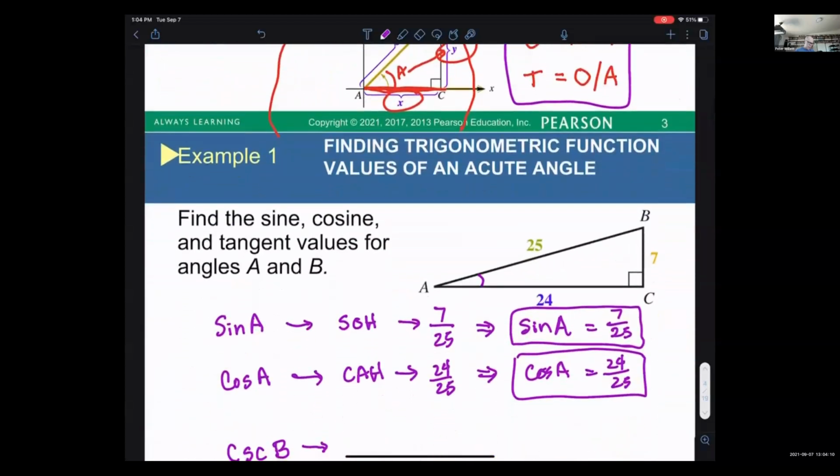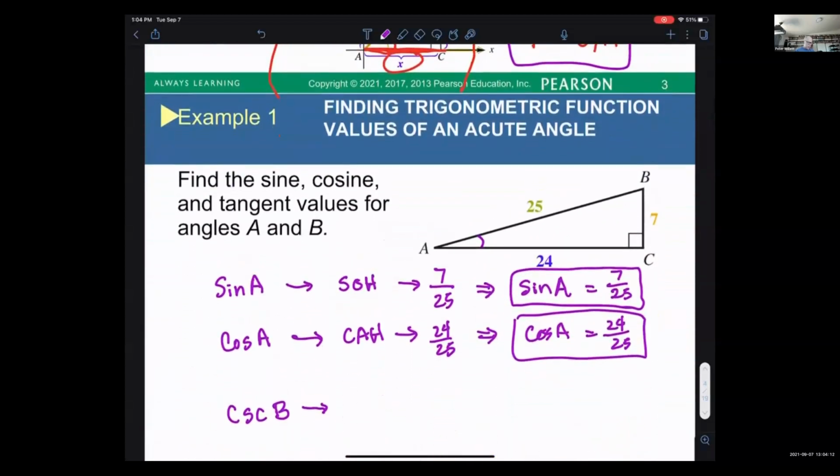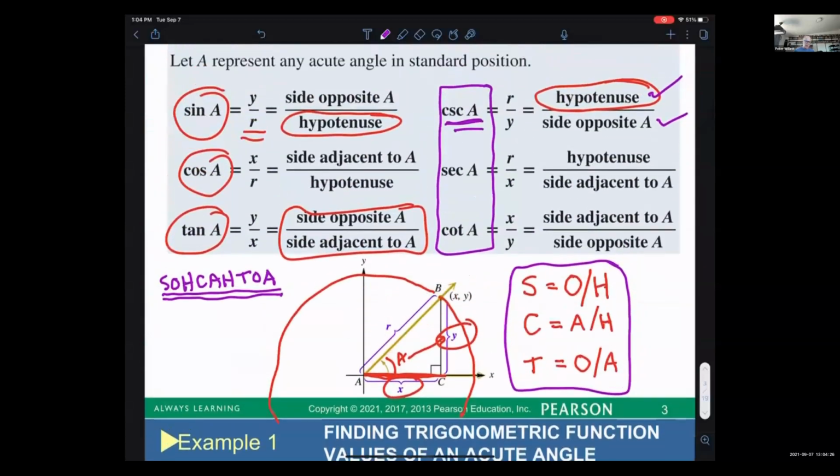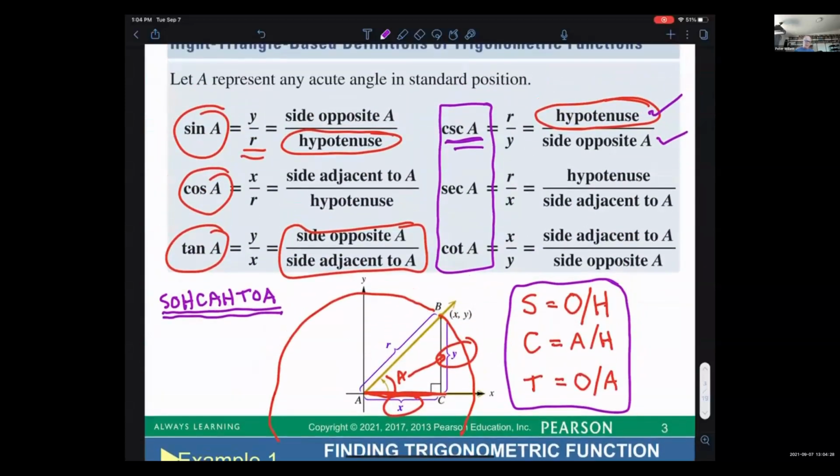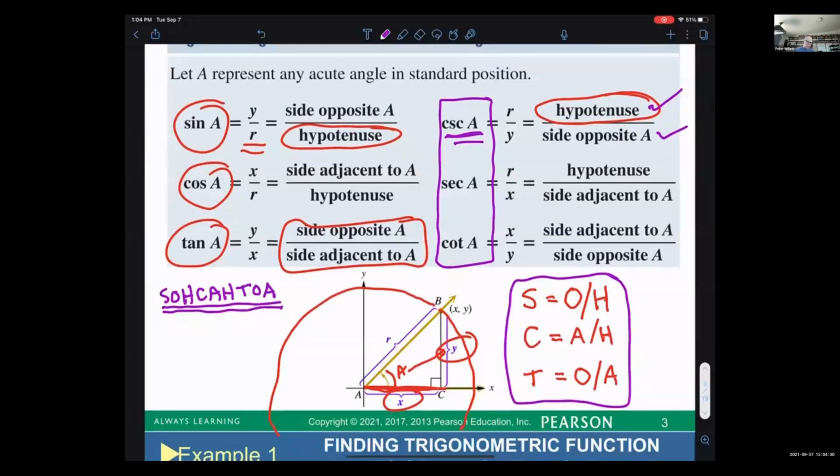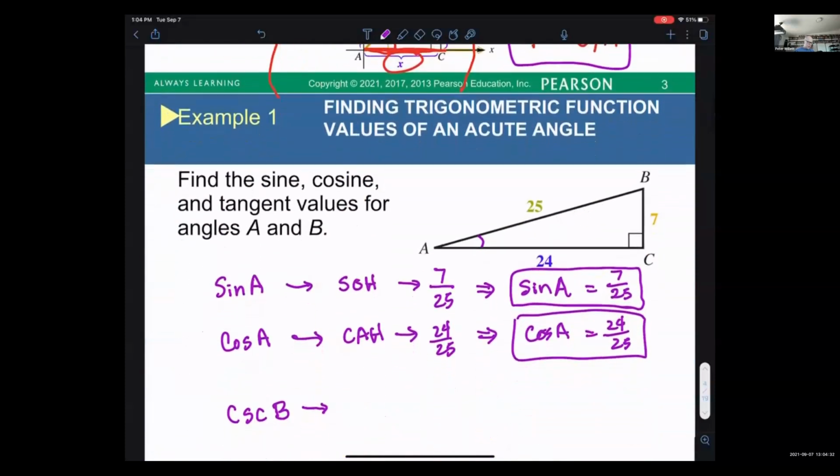Hypotenuse divided by opposite. We could also remember that cosecant is the flip of the sine. And since sine was opposite over hypotenuse, then cosecant will be hypotenuse over opposite, which is what that definition is showing also. But instead of having to look it up, we could remember that it's the sine function upside down.